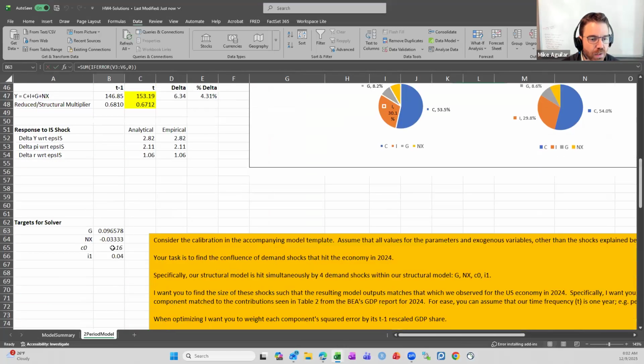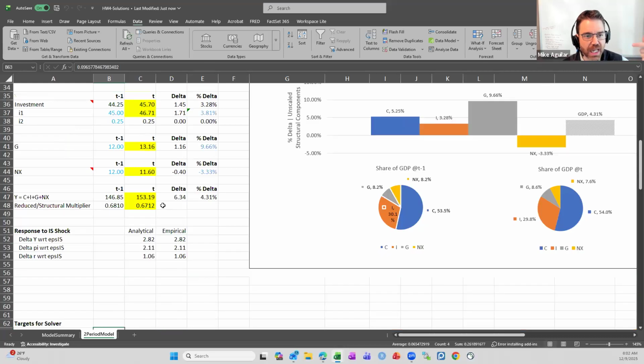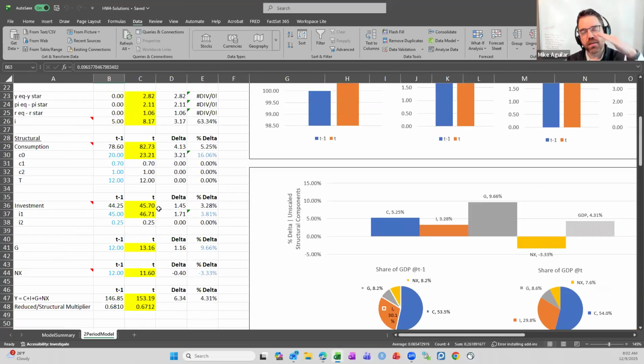What in the world are these down here? Right? Like, where do those things come from? That's not part of the G and NX. All that stuff is up above. That has nothing to do with the macro model. This has to do with the way Excel's solver works.